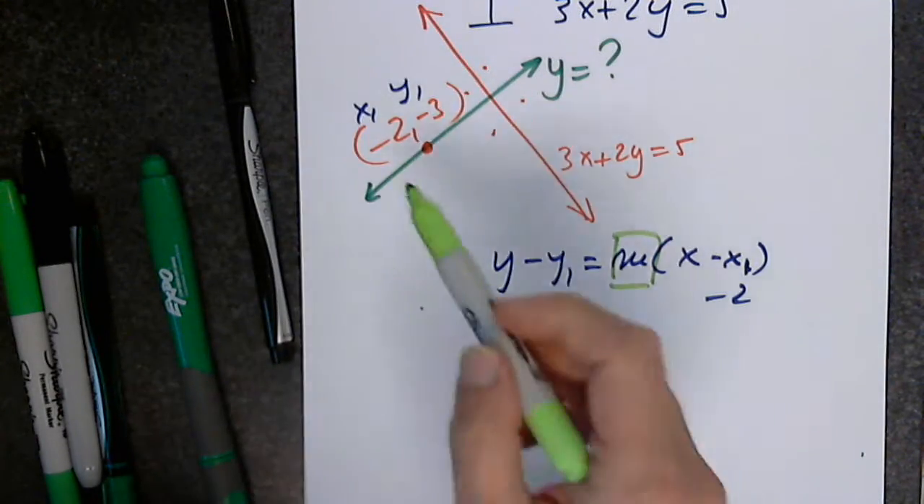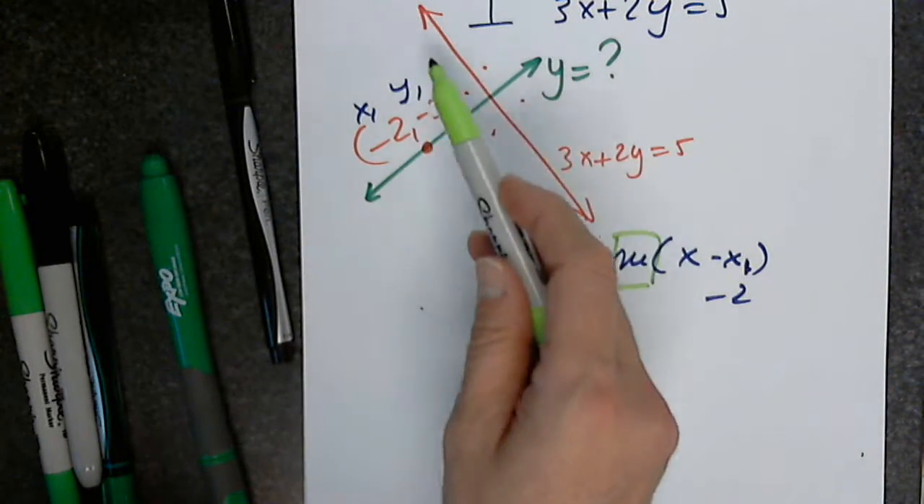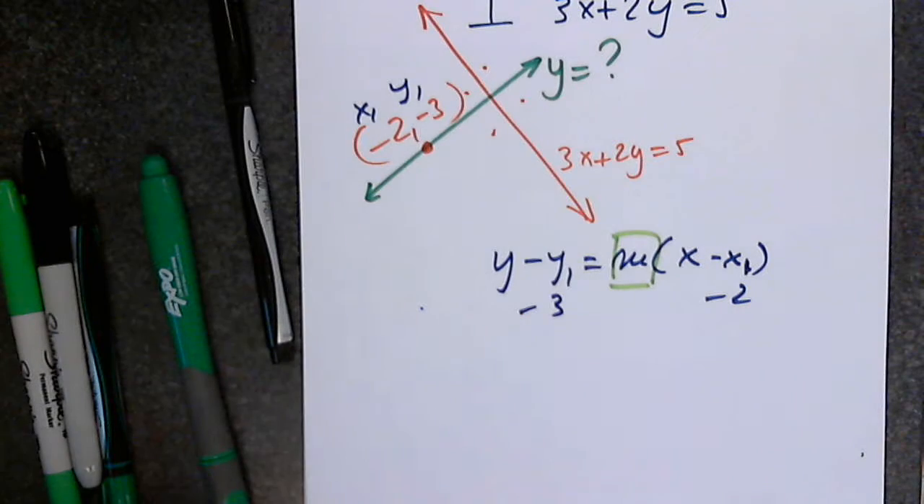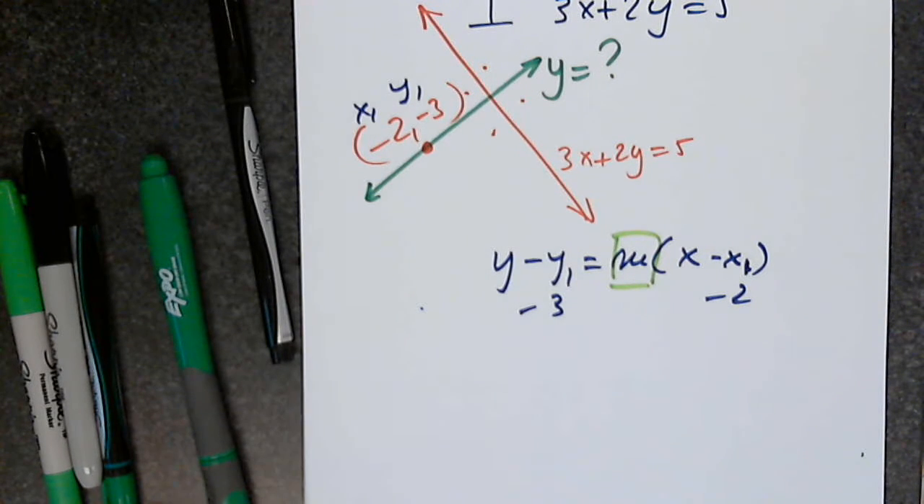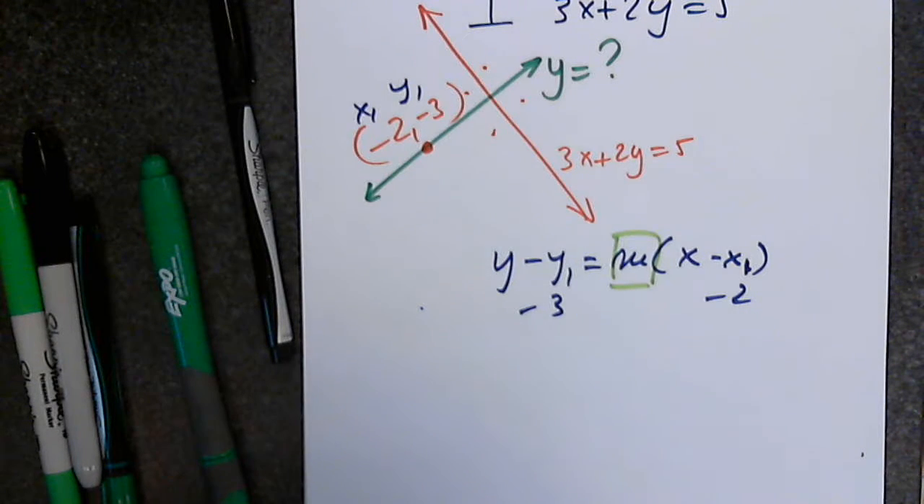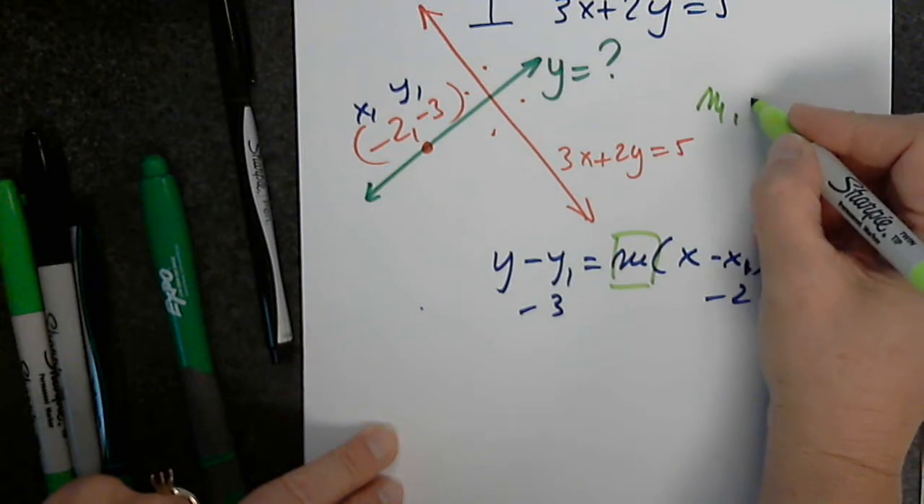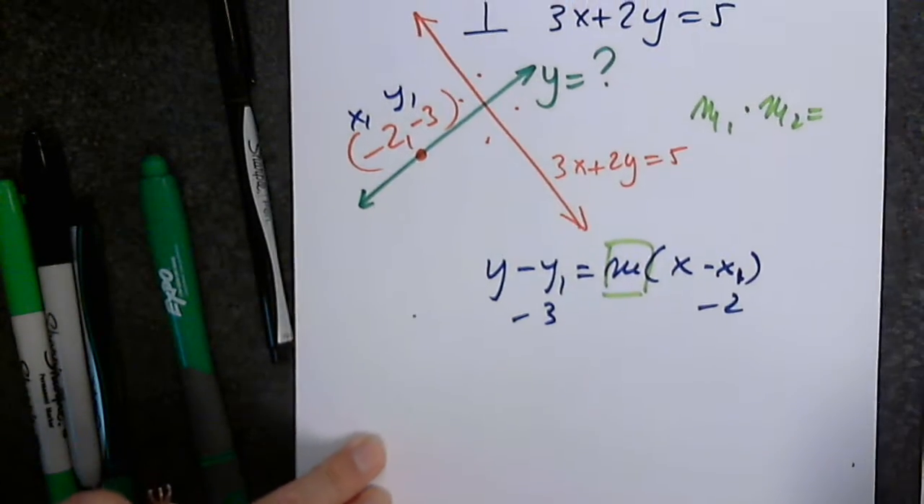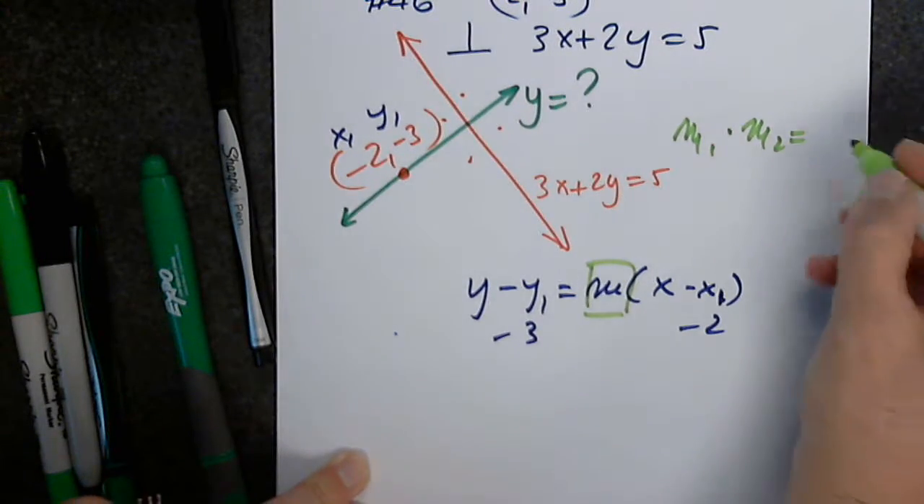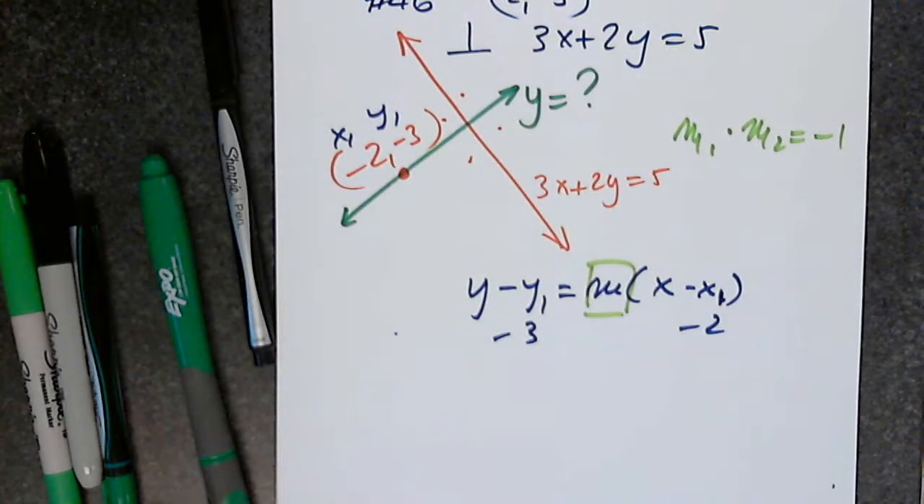Good. What do I know about the slopes of two lines that are perpendicular? What is the relationship between them? You can use the relationship that I like, or you can use a relationship that is the same thing, but it's slightly more difficult to say. M1 times M2 equals Exactly. -1. Good.